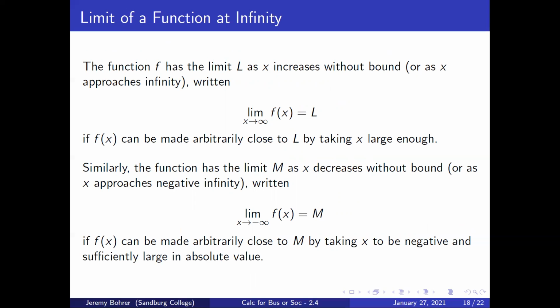The function f has the limit L as x increases without bound, or as x approaches infinity. Written, the limit as x approaches infinity of f of x equals L, if f of x can be made arbitrarily close to L by taking x large enough. Similarly, the function has the limit m as x decreases without bound, or as x approaches negative infinity. Written, the limit as x approaches negative infinity of f of x equals m, if f of x can be made arbitrarily close to m by taking x to be negative and sufficiently large in absolute value.